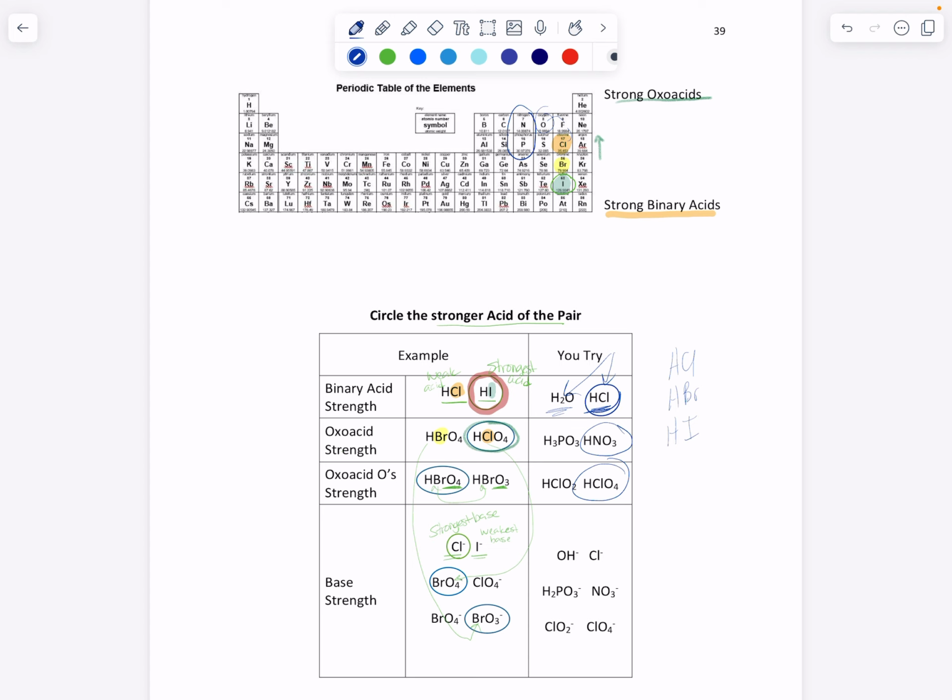So now I've got the opposite ones here that I will circle for the bases. So this one, and this one.